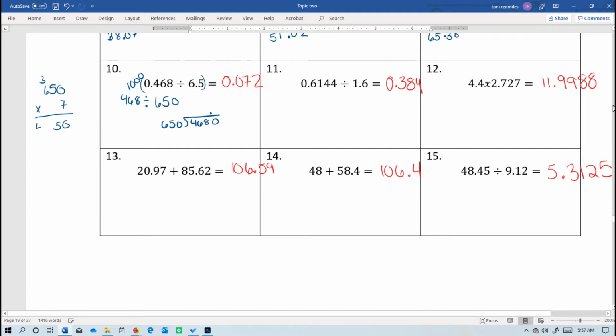42, 45. Yep, I'm going to say 7 is the magic number. Alright, I'm to the right of the decimal, so I can add a 0. I'm going to try 2 this time, and that's exact. And I'm done. It wasn't too bad, huh?